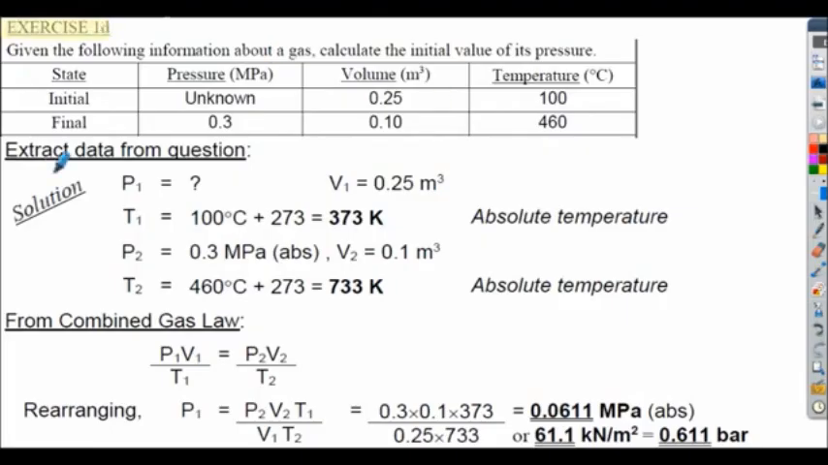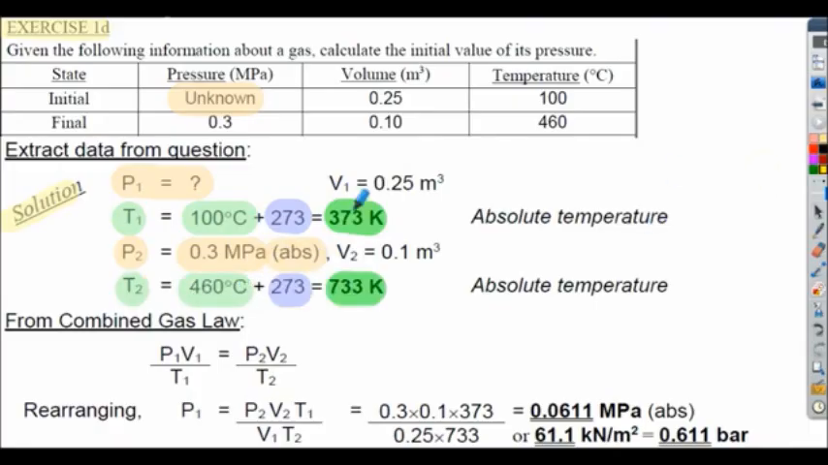Exercise 1D, here's the solution. So from the information given, the only thing we do not know is P1. We have all the other values. Again, as always, make sure we convert our temperatures in degrees C into K. Notice the pressure P2 given is in megapascals, that's absolute pressure of course. T2 also converted into K, and the volumes are given in meters cubed.